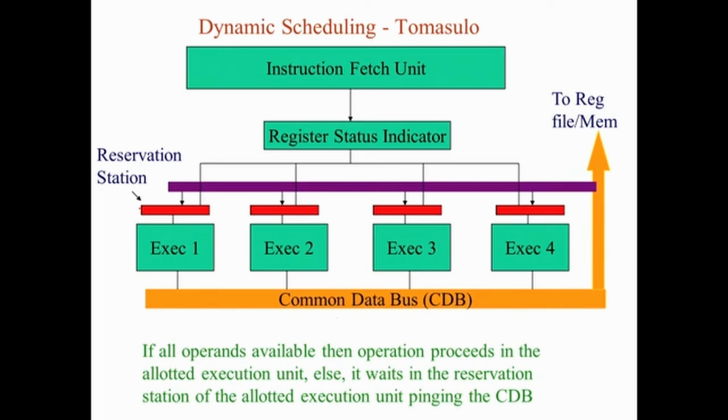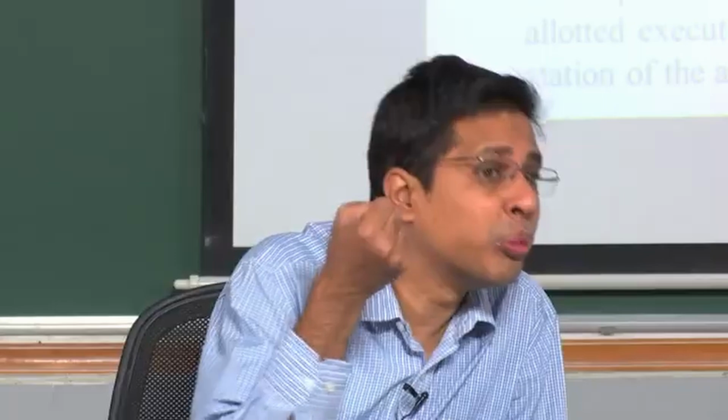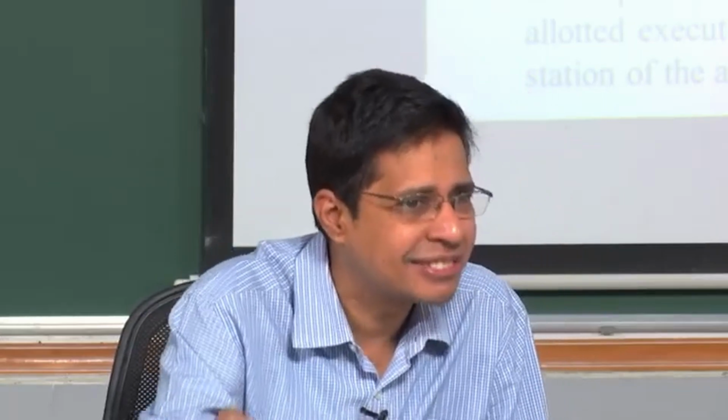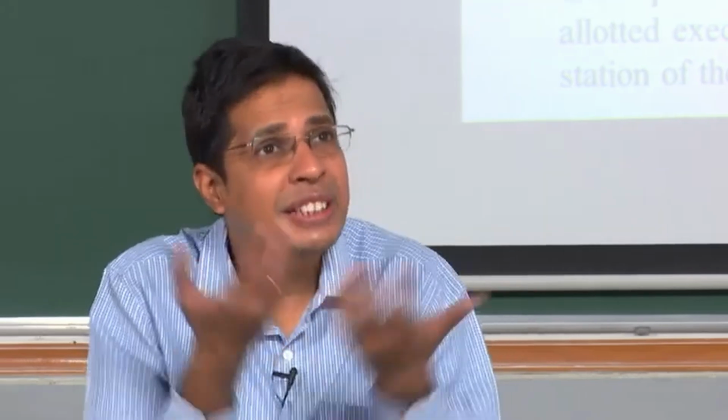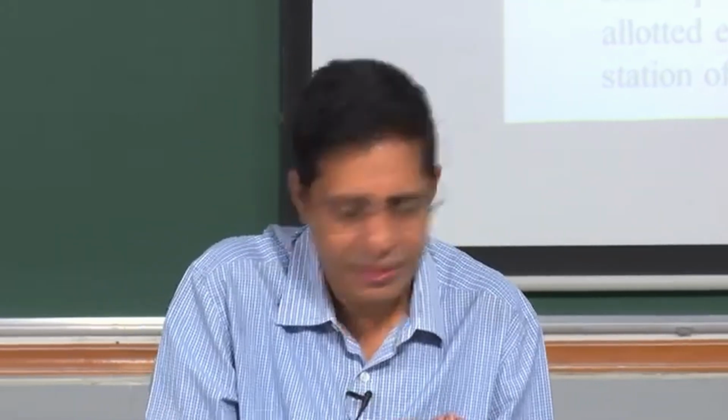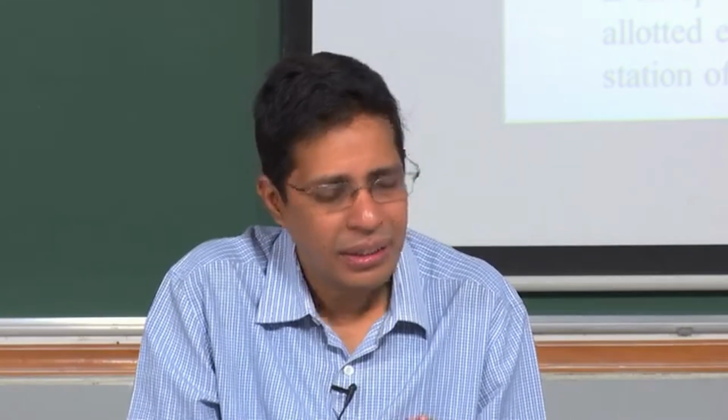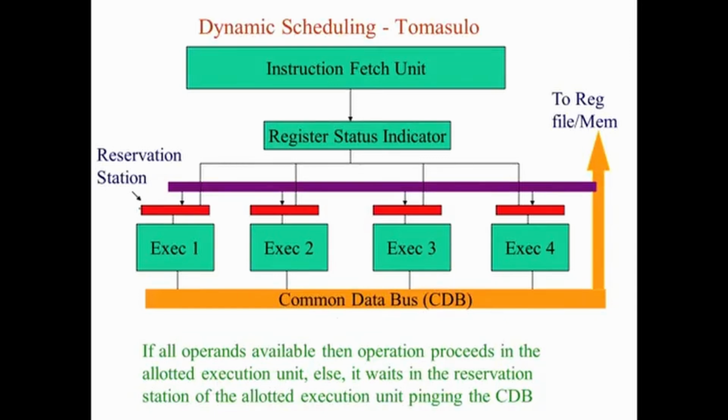Add R2, R3, R4: if R3 shows 6, it means execution unit 6 is computing the value of R3. So you wait till the 6th one finishes. I come to the reservation station and wait for the 6th one to finish. When the 6th one finishes, it will write the result on this common data bus. It will not only write the result, but it will also write the unit number.